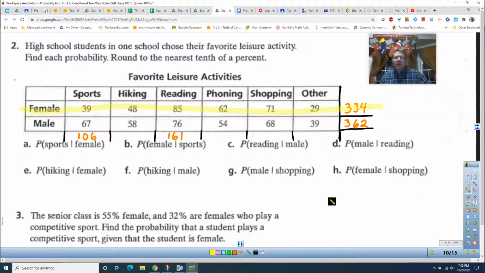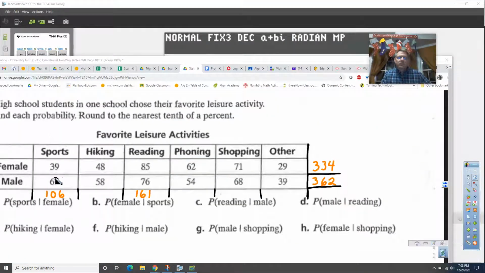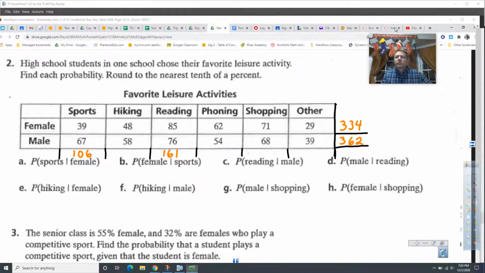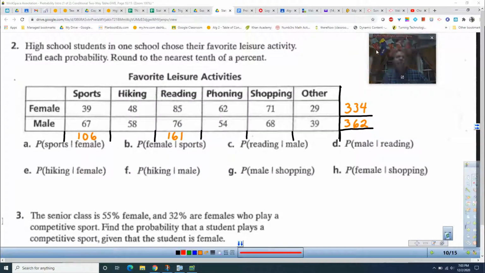So let me get that highlight going so I can have it clear for the next round. Hit that wrong button, didn't I? Let's try this again.